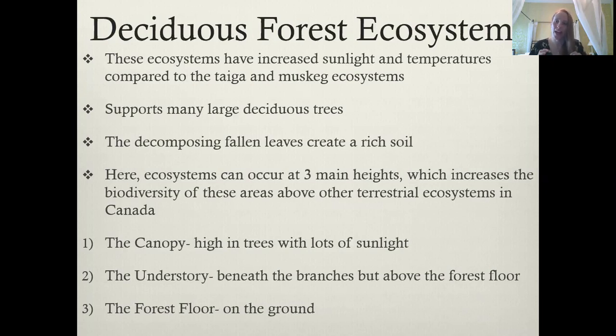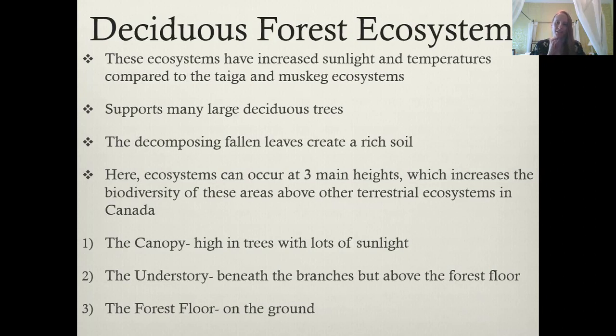You won't have as fast a decomposition rate here, or as healthy a soil as, say, the grassland, but it is definitely faster than the taiga or the muskeg. Here, ecosystems occur at 3 different heights, so we're back to ecosystems in 3-dimensional space, which increases the biodiversity of these areas above the other types of terrestrial ecosystems that we have in Canada.